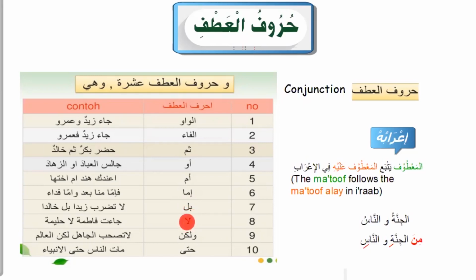Then we have La. You know that we have two types of La, even though we have not looked at it. We have La and Nahia, and then we have La and Nafia. Nahia is to prohibit. Like if I say La tazhab, don't go. La tajlis, don't sit. I'm trying to prohibit you from something. That's what we call La and Nahia. Then we have La and Nafia. It's negation.